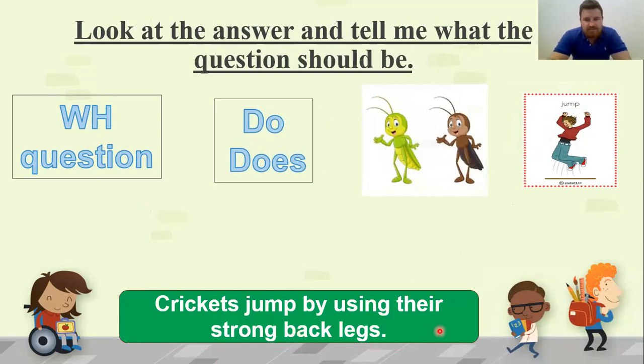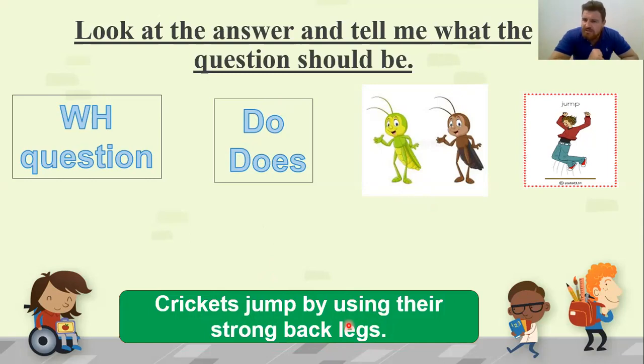Now, be careful here, okay? Crickets. So do you think I'm going to use do or does? Very good. We are going to use do. So let's read it again. Crickets jump by using their strong back legs. All right, they jump by using their strong back legs. Now, they are telling us how crickets jump.